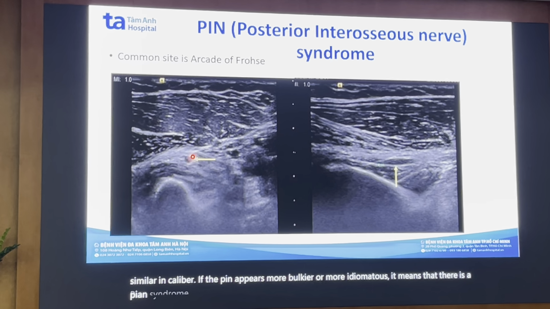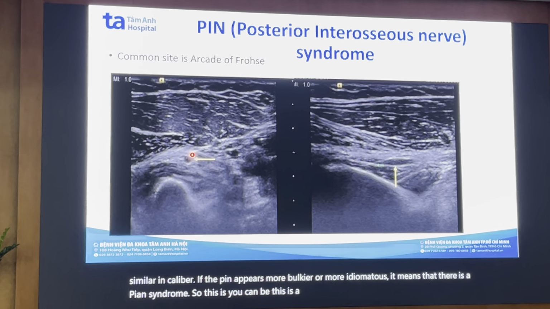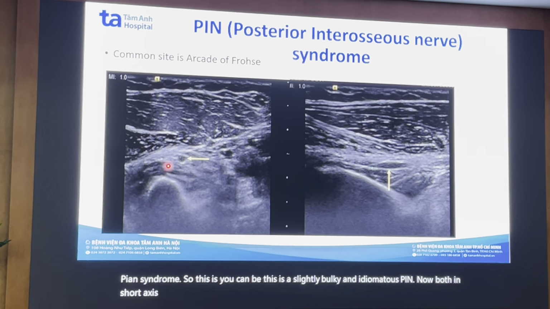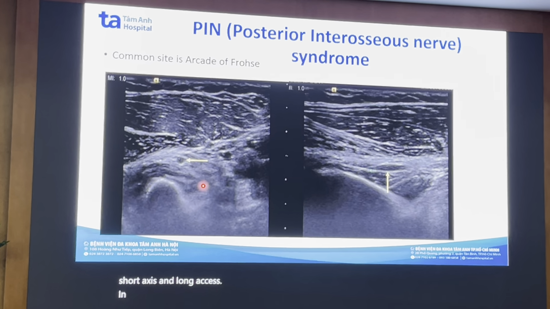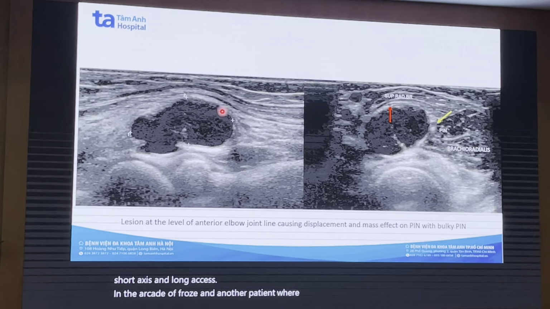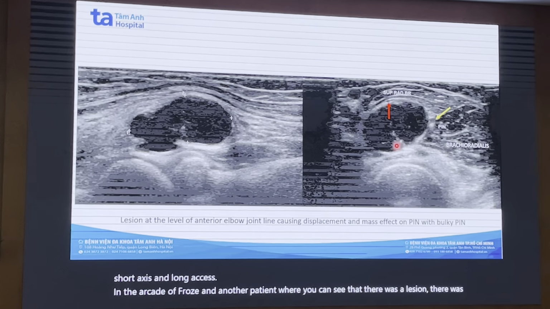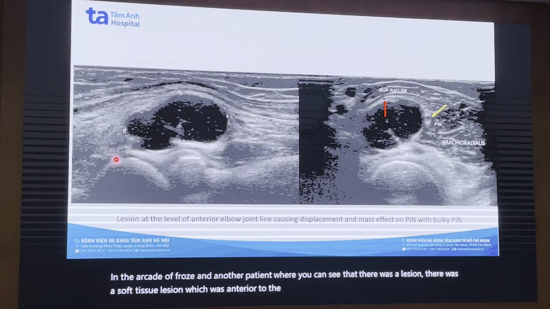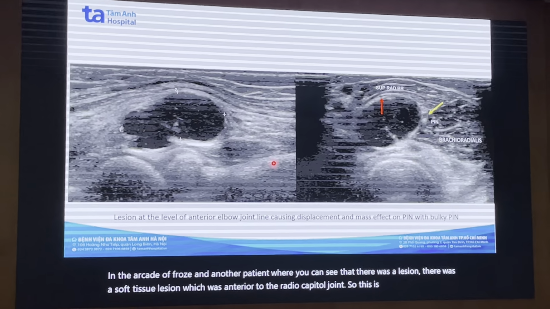So you can see this is a slightly bulky and edematous PIN nerve, both in short axis and long axis, in the arcade of Frohse. And another patient where you can see that there was a lesion. There was a soft tissue lesion which was anterior to the radiocapitellar joint. So this is the capitellum, this is the head of the radius.